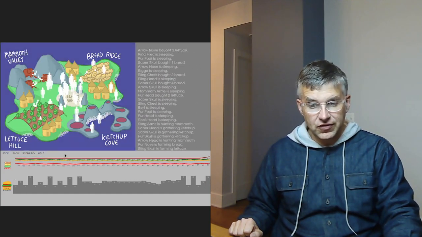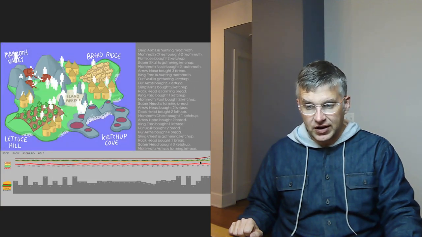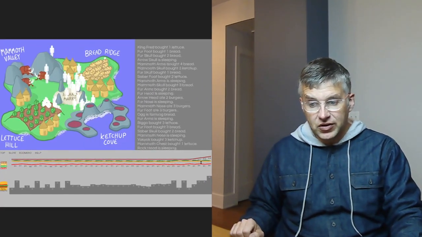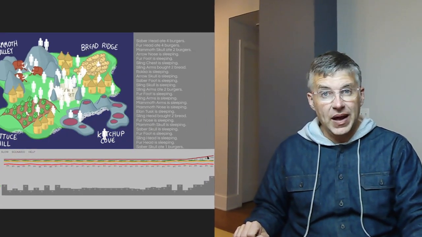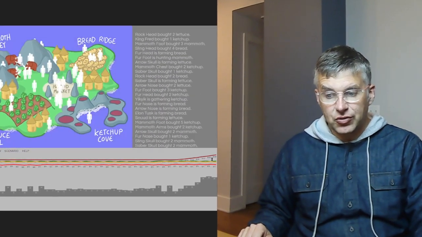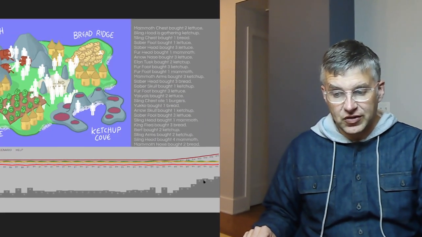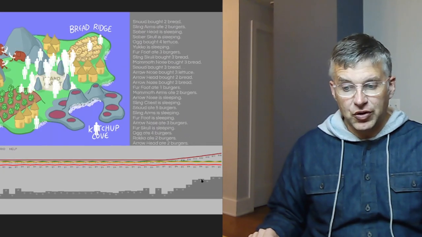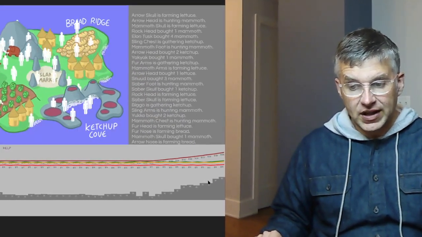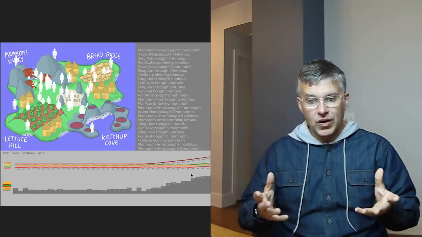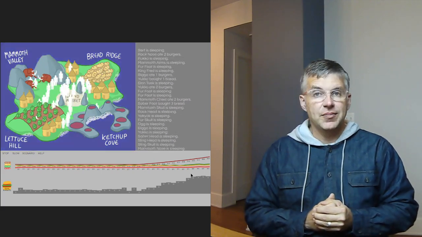I'll stop price fixing. After I stop the price fixing, you can see that the price of mammoth is starting to go up quickly, and we can see also that the amount of mammoth burgers consumed goes up quickly. And I should point out, this is why economists like free markets.